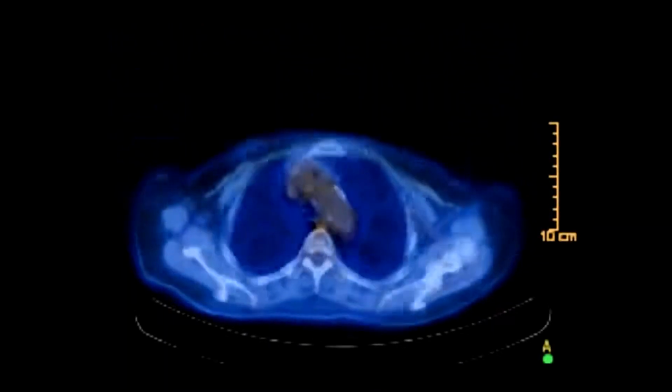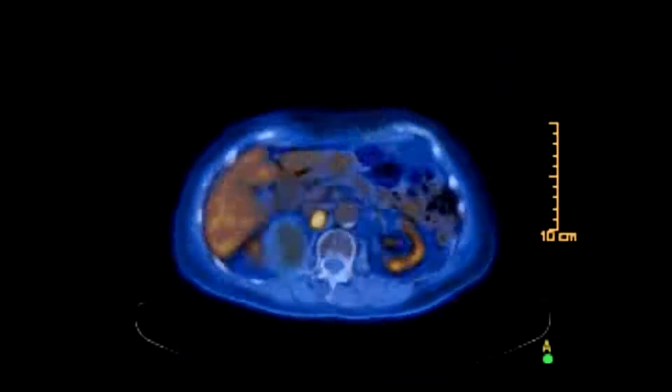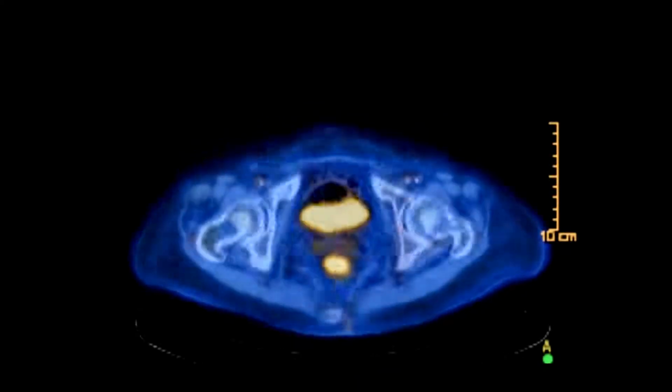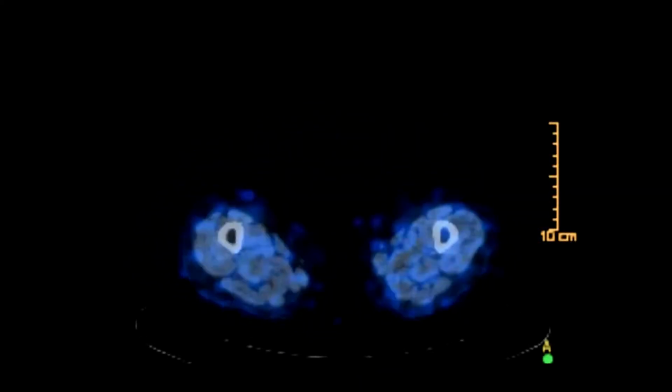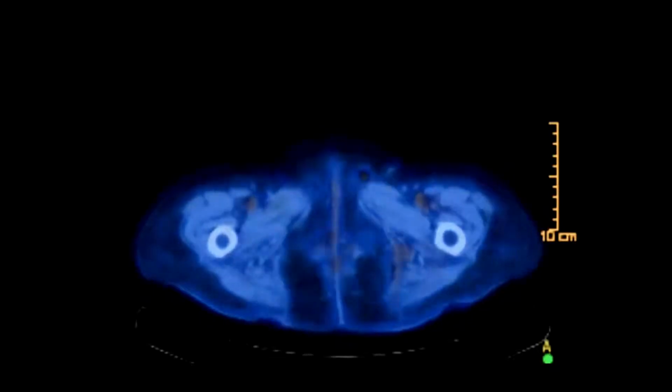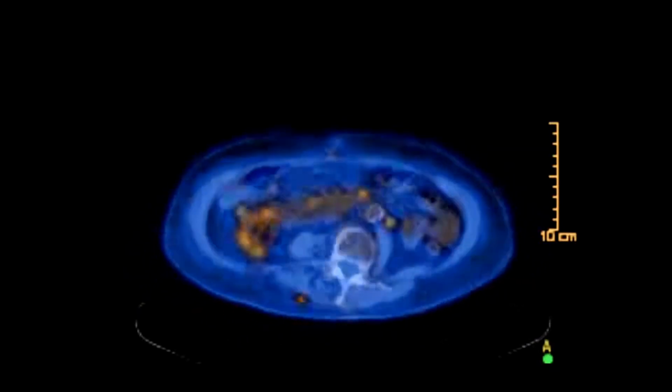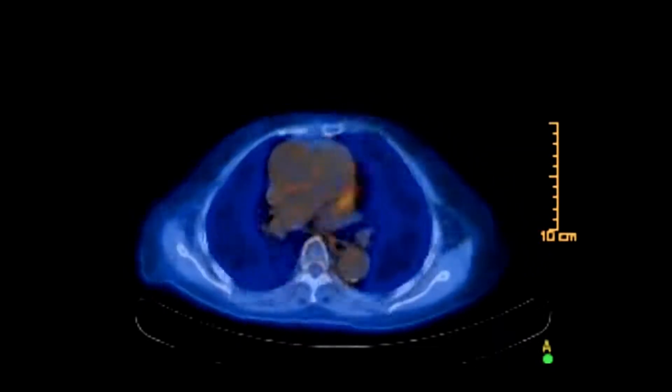Number 4. Positron emission technology, or PET. Positron emission technology is a type of non-invasive brain imaging that is used to see how well different parts of your brain are working. It uses a radioactive substance such as glucose, which is injected into your bloodstream.